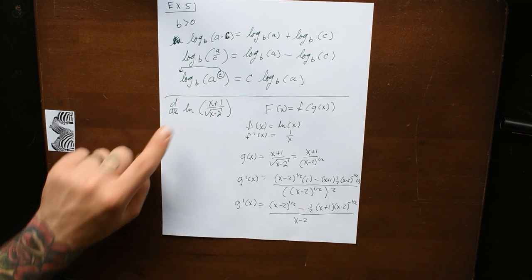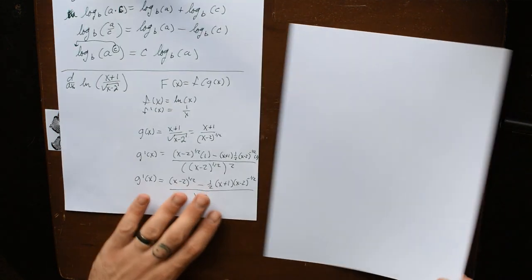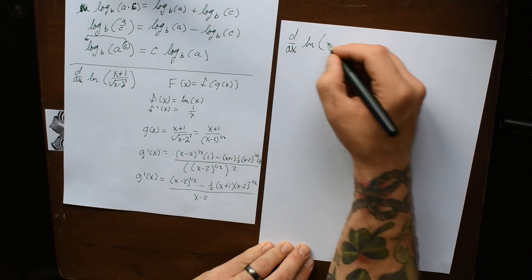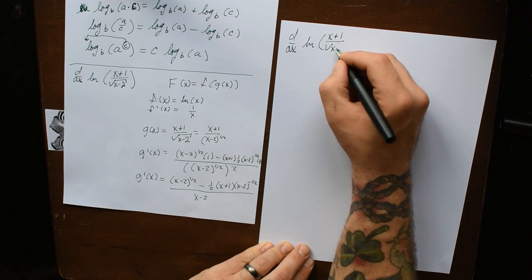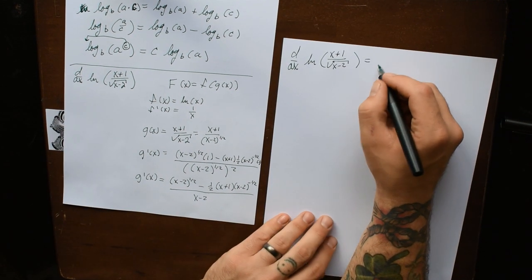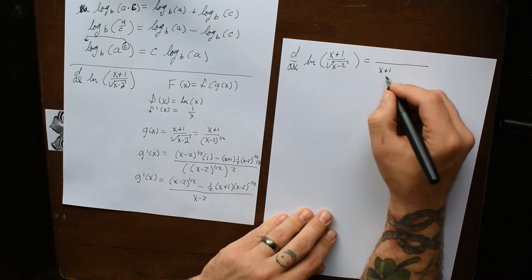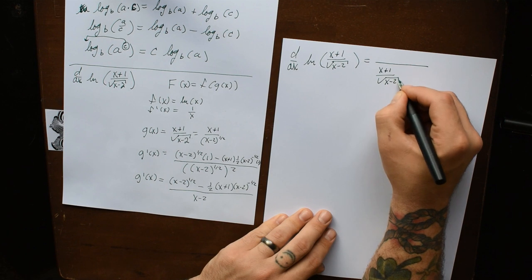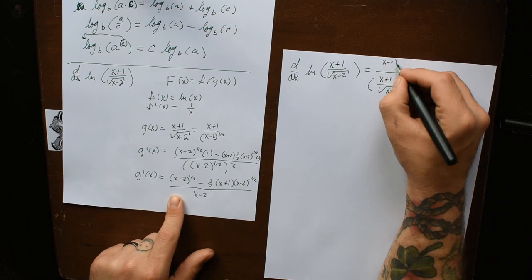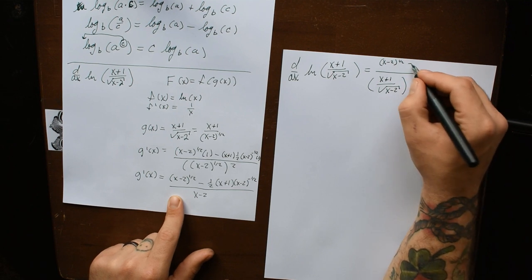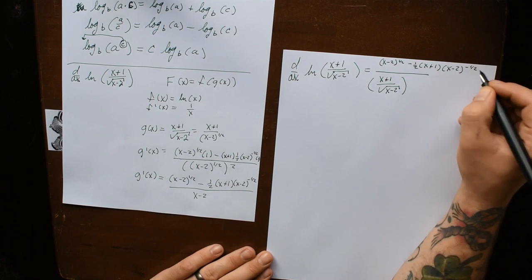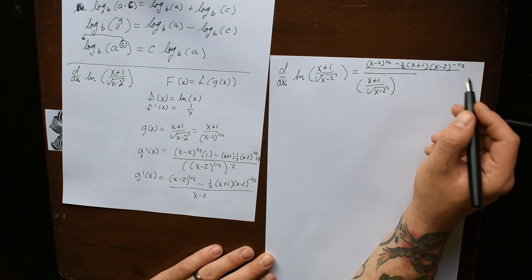Okay, the final step, filling out our chain rule for this thing, we get that the derivative with regards to x of the natural log of x plus 1 divided by the square root of x minus 2 is equal to, by our chain rule, 1 over the inside argument, x plus 1 over the square root of x minus 2, times the derivative of the inside, this thing, x minus 2 to the 1/2 minus 1/2 of x plus 1 times x minus 2 to the negative 1/2, all divided by x minus 2.